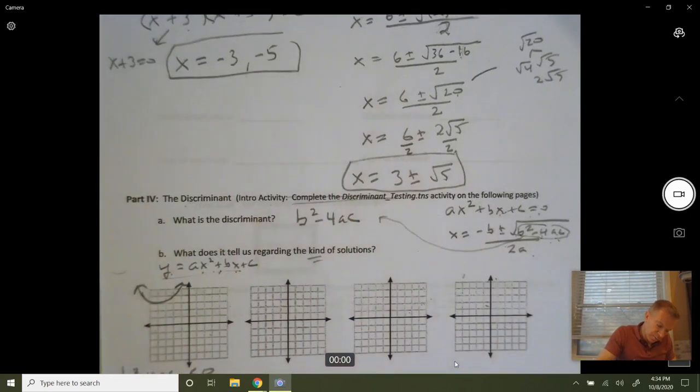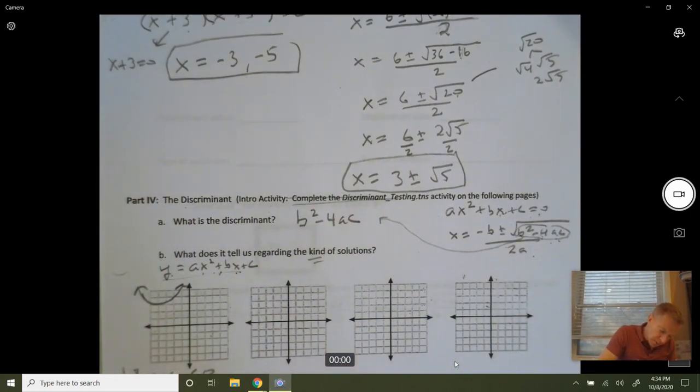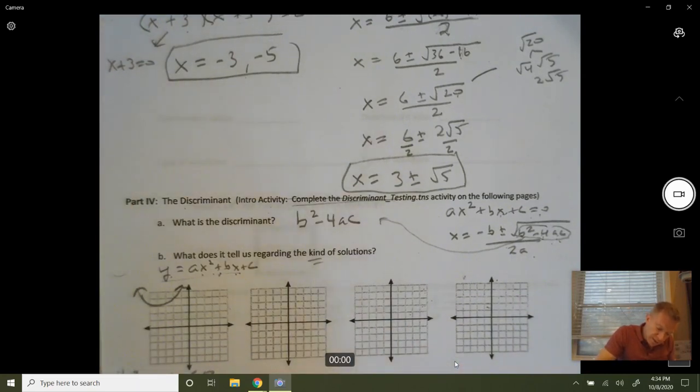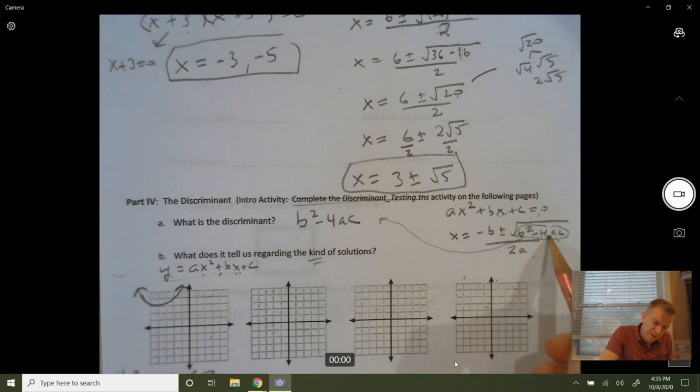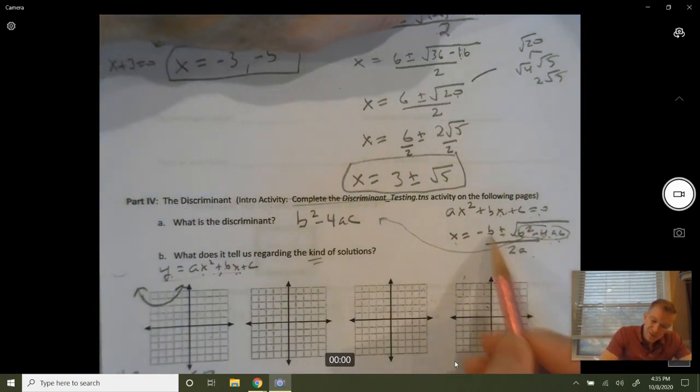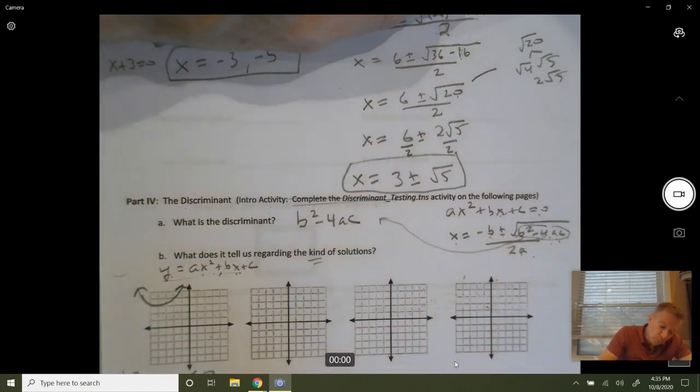Our description would be b squared minus 4ac is less than 0. And then we could have b squared minus 4ac is equal to 0. Think about what happens then. What happens if this thing under the square root is 0? Then we have plus or minus 0. That means our x-intercept would simply be opposite b over 2a, and we would only have one solution, one real solution.